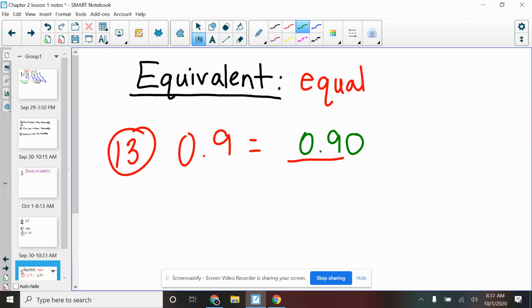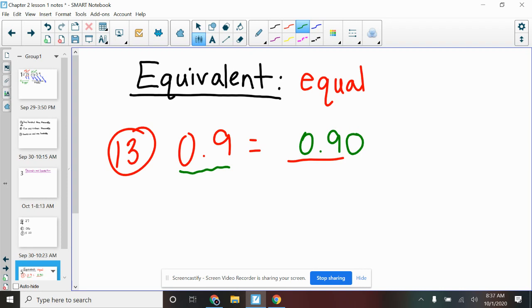Because 0.9, which is on the left side, is the exact same number as 0.90. Now, technically, they have different names. If I asked you to say this number's name, what would you say that number's name is, James? Yes, you would say that number is 0.9. So what would you say this number's name is, James? Keep going.